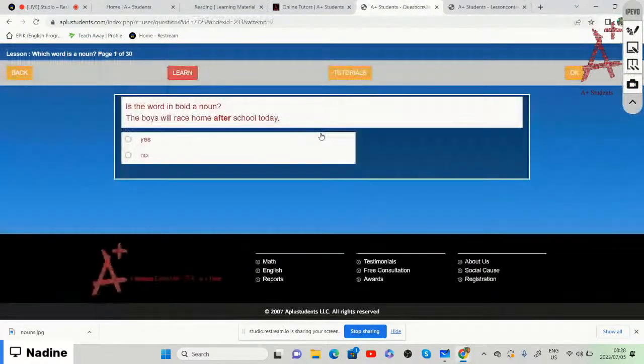All right, so now we're going to do the test. We're going to do about two or three questions together. And then remember, you are going to do the rest on your own, right? Because once you do the rest on your own, you'll also be able to get an idea of which word is a noun or how to identify a noun, right?